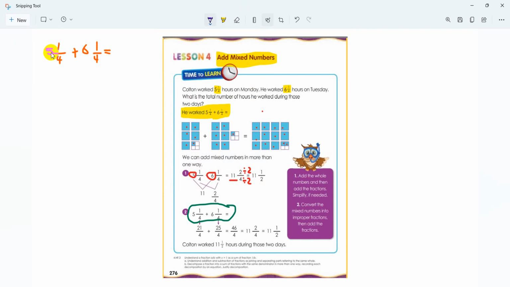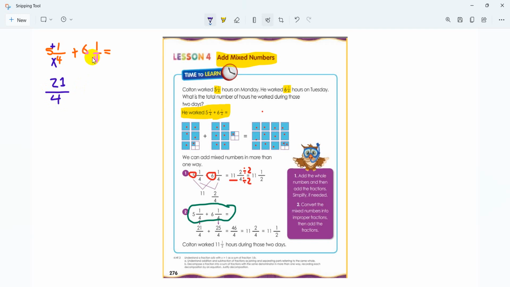Now we will multiply the whole number 5 by the denominator, which is 4, and add to it the number which is up here. So 5 multiplied by 4 is 20. 20 plus 1 equals 21. We write 21 here. Up and down, the same denominator. We didn't change it. It's 21 out of 4.